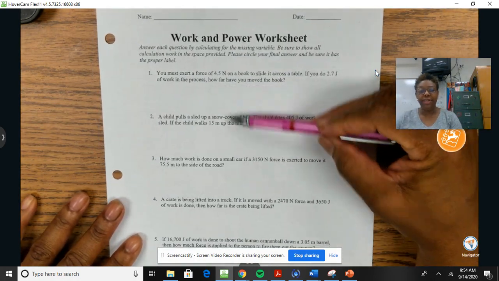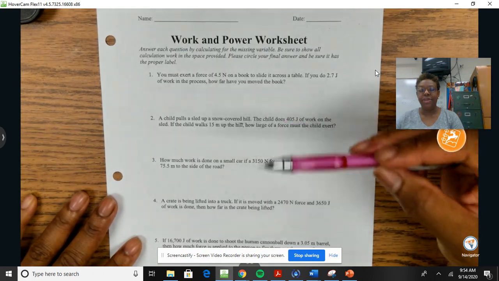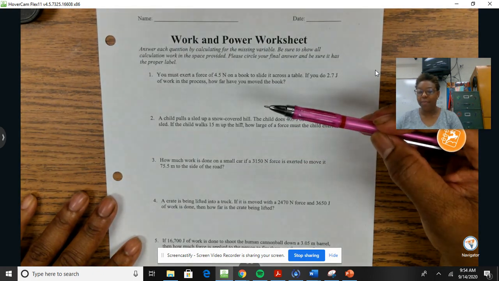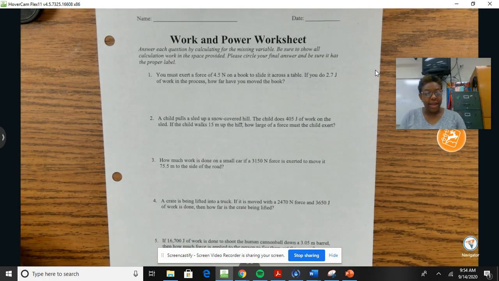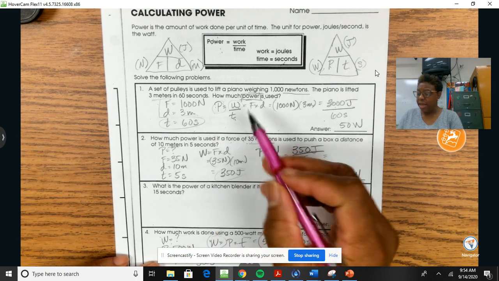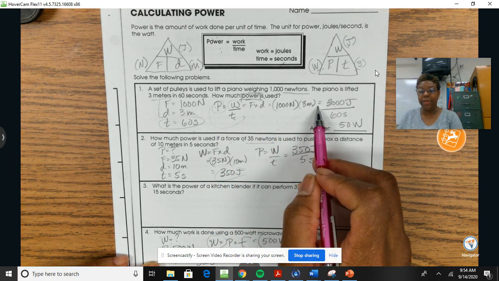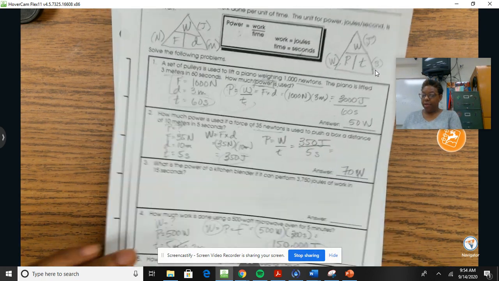Again, I want you to list your variables, show me your problem setup. What equation did you use and how did you use it? Where did you plug in the numbers? So just like I did in my examples, I listed my variables. I showed what equation I was using, and then I plugged in my numbers. Okay, that's how I want you to do it.